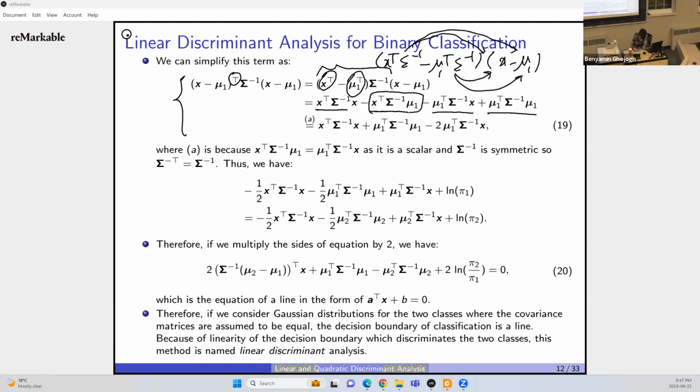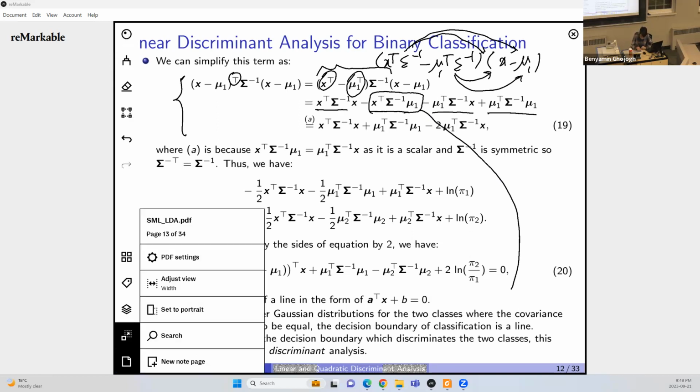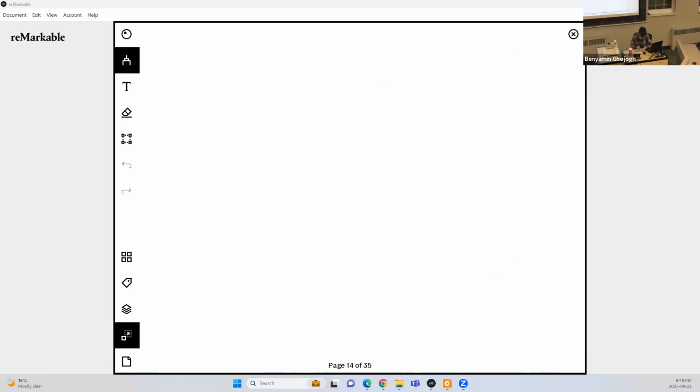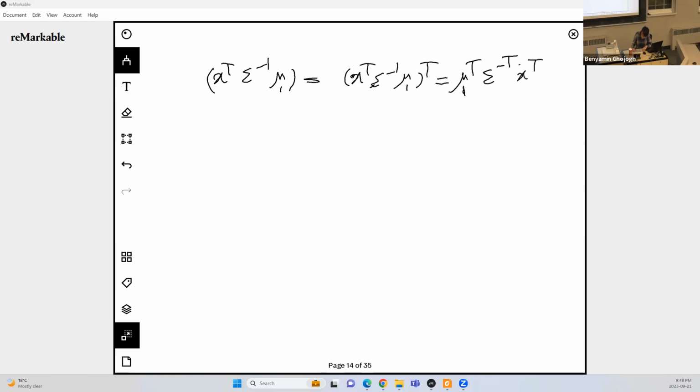This one is a scalar, so it's equivalent to its transpose. Let me add a new page so you have space. x transpose sigma inverse mu1 is equivalent to its transpose because it's a scalar. So I can write it as mu1 transpose sigma inverse transpose, x transpose transpose.